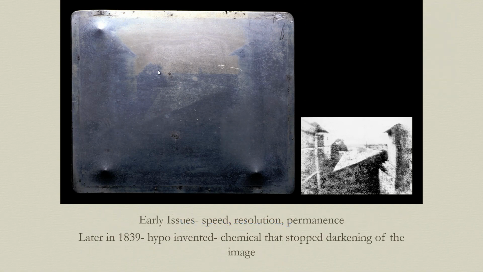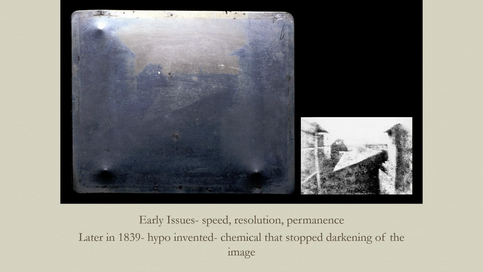So early issues with the first part of photography: speed. He had to leave it there exposed for 8 hours. Resolution, it's not very clear. And then permanence. The problem he had, and the reason that the one on the left is so dark, is because there was no way to stop it from continuing to be exposed to the light.